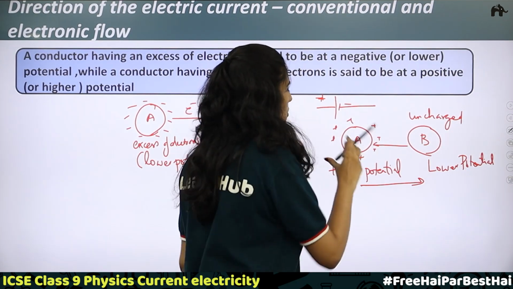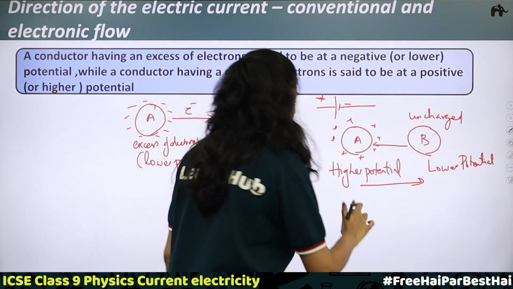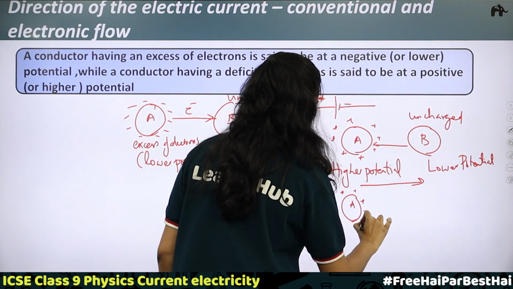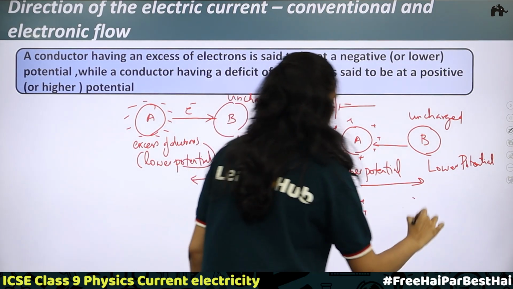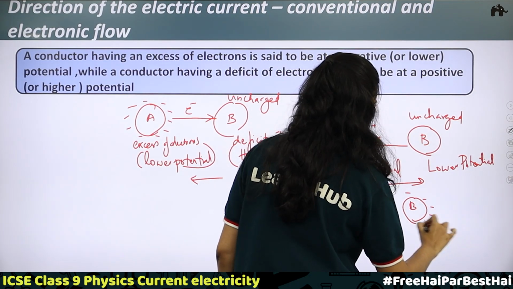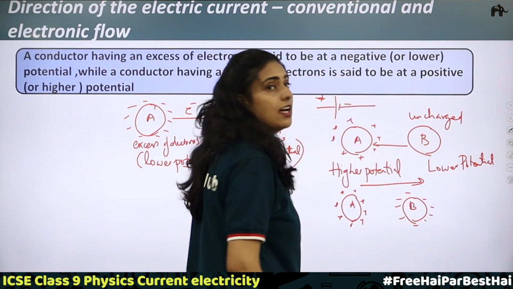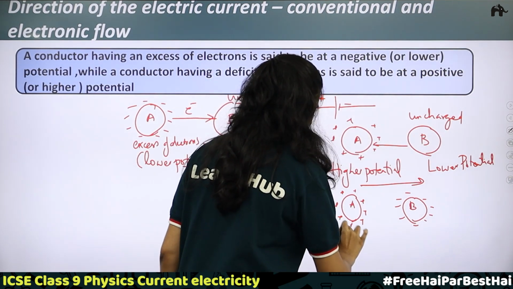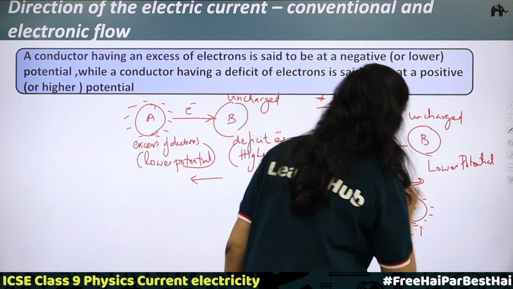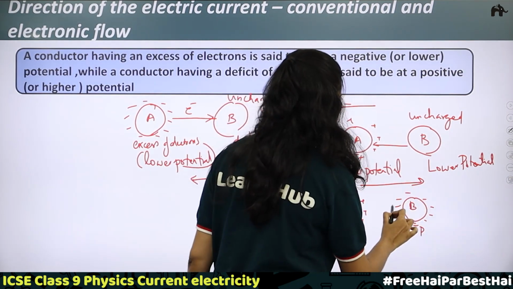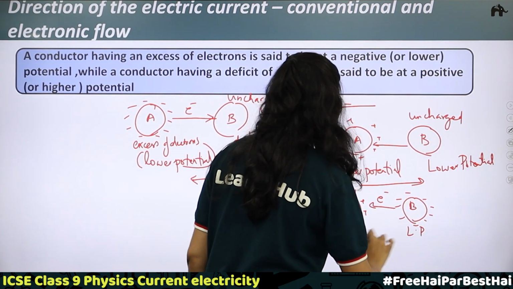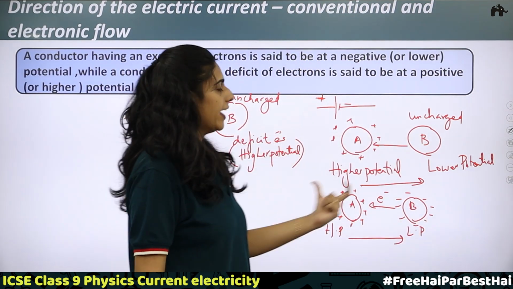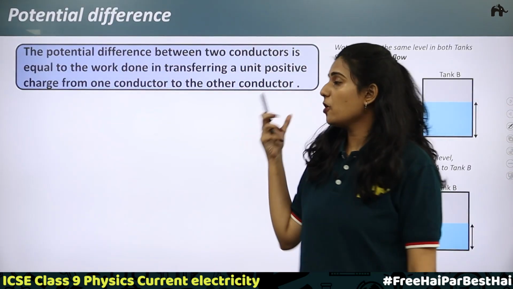Now, a positively charged conductor and a negatively charged conductor. Third case: A is a positively charged conductor and B is a negatively charged conductor. In which direction does the current flow? Which one is at a higher potential? A is at a higher potential and B is at a lower potential. Here electrons flow from B to A and the current flow is from the region of higher potential to lower potential, which means from A to B. Clear?